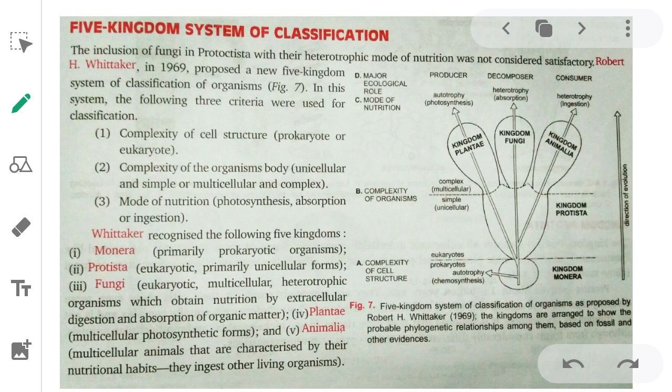So now I'm talking about the first kingdom, that is the Monera kingdom. In this whole video we are going to discuss the first kingdom, that is Monera.